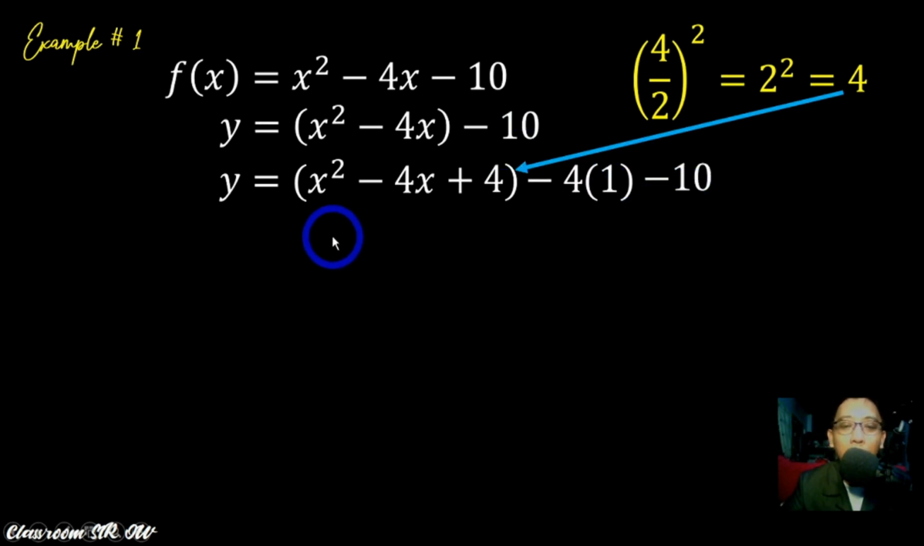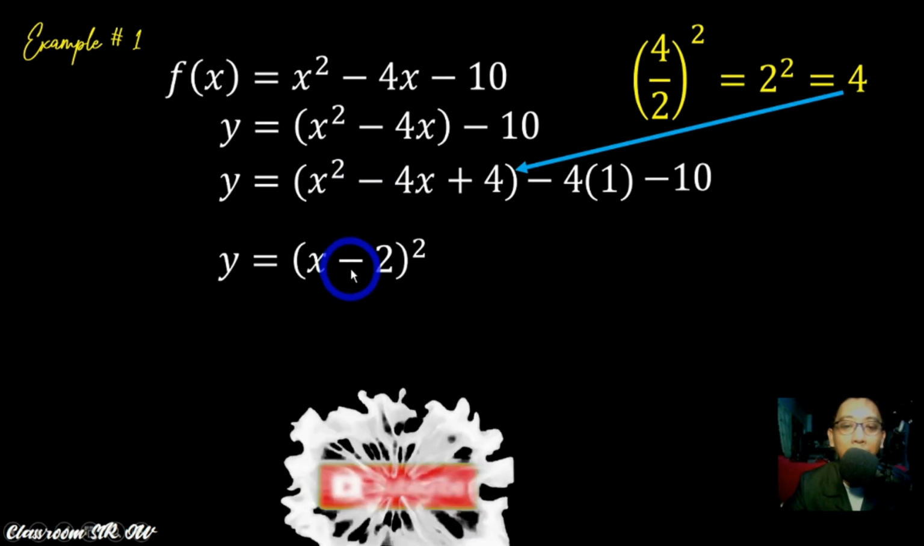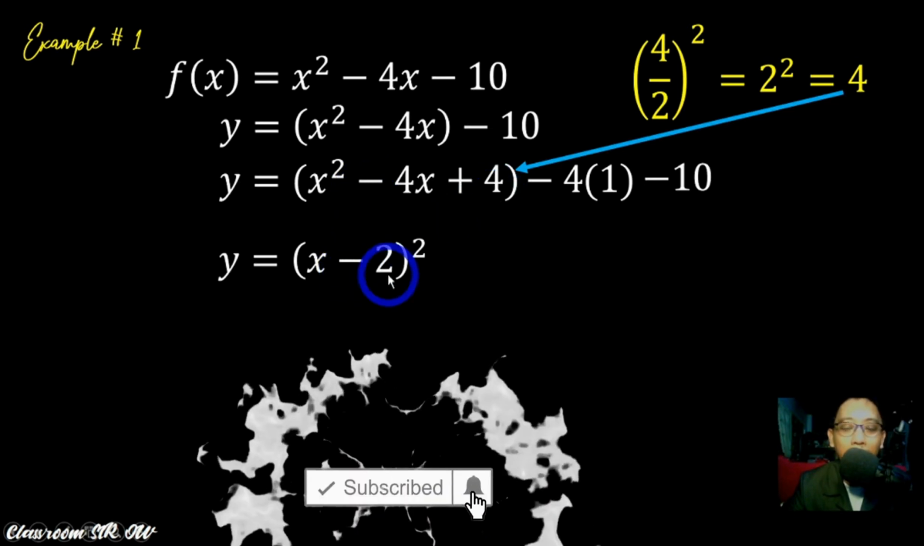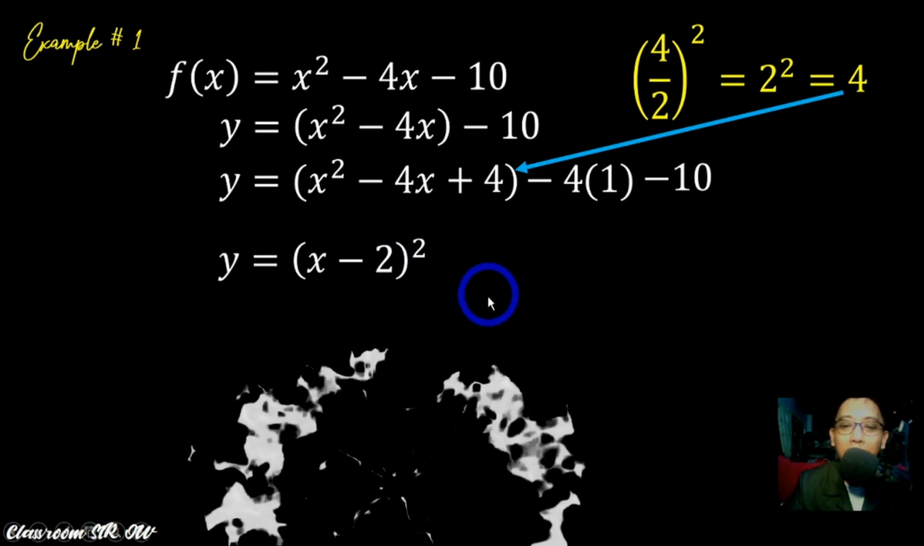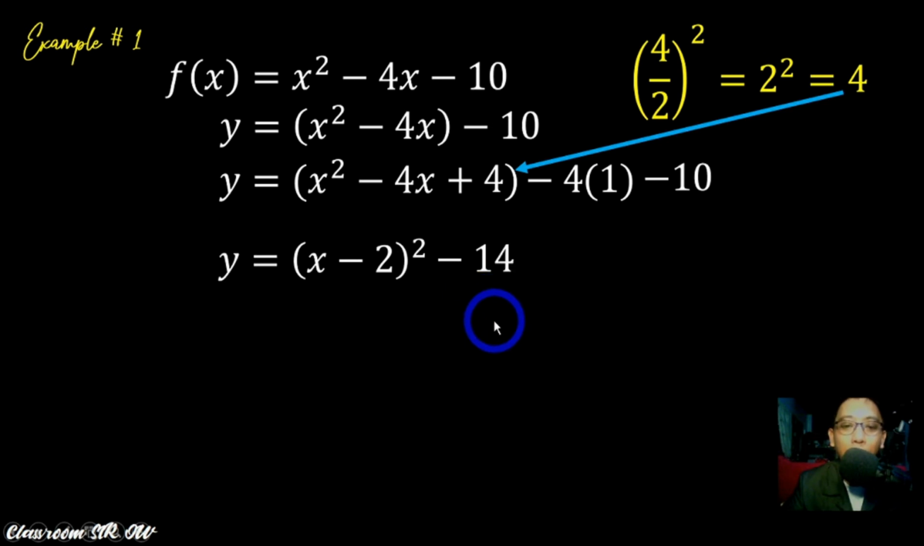Minus, then I just copied. After this, you are going to factor this out. Since this is a perfect square trinomial, we have x minus 2 squared. How did we obtain that? The square root of x squared is x, and the sign of the middle term is negative, so therefore it's also negative. And the square root of 4 is 2. So negative 4 times 1 is negative 4, minus 10 is of course negative 14. So this is now the vertex form of the quadratic function.